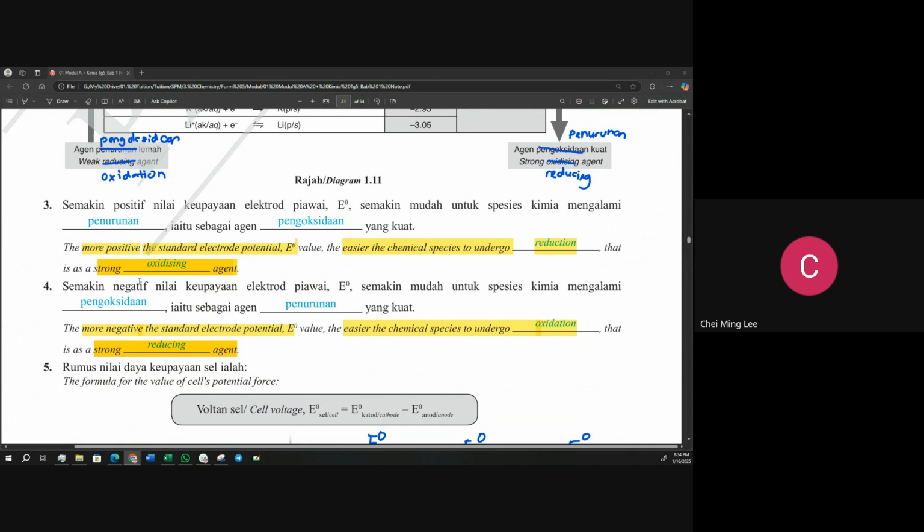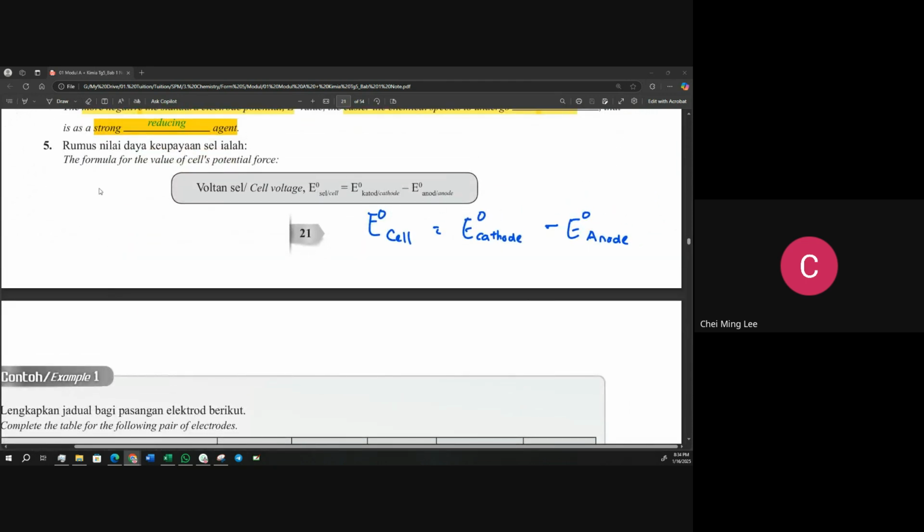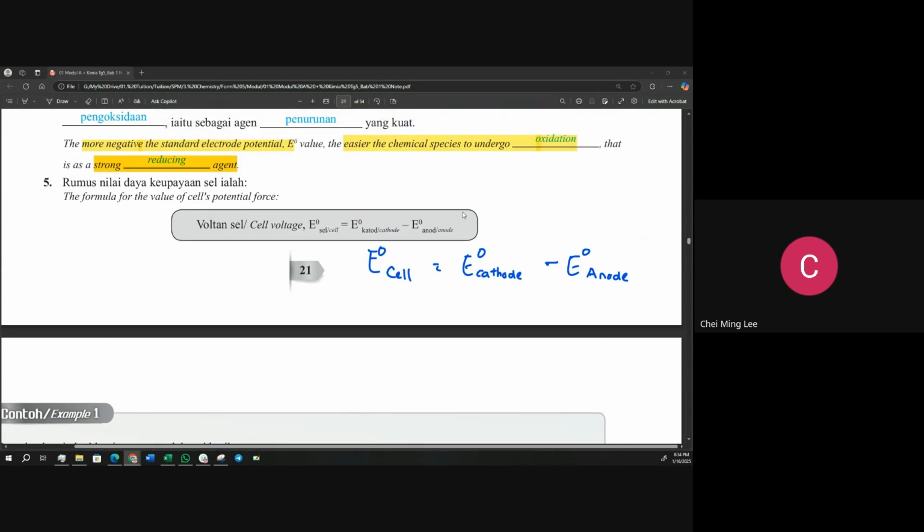This is what we just mentioned. Now let's see the formula for the value of the cell potential. The cell voltage equals cathode minus anode. Just jot down this formula. This one we already jotted down. Just jot down the formula.